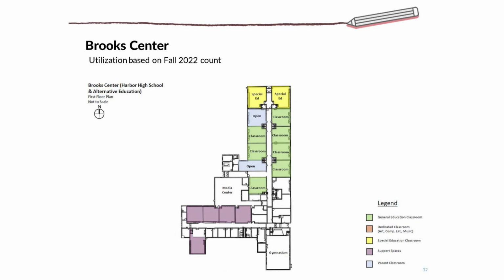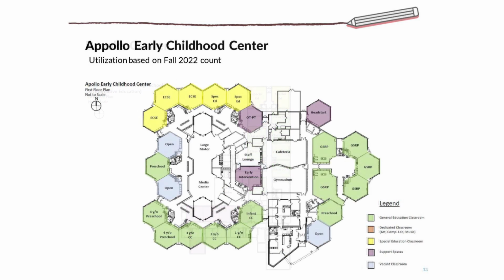Then you've got the Brooks Center. So there's obviously a lot of different programs there. The green is kind of the alternative high school. The purple's the support, a couple special ed classrooms, and then a couple of open classrooms. And then Apollo, after the renovation, you can kind of see where everybody is at over there as well. So a lot of green, but a lot of support spaces as well, and a lot of special ed there.